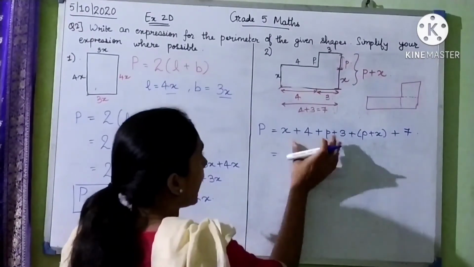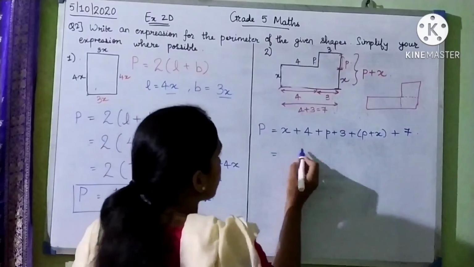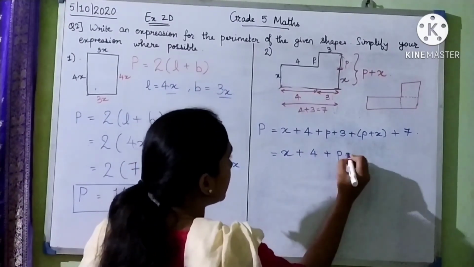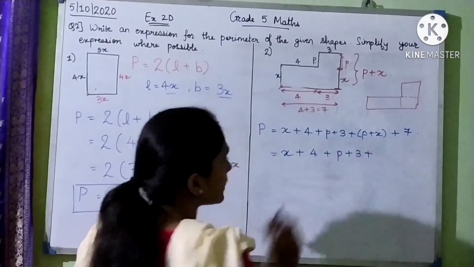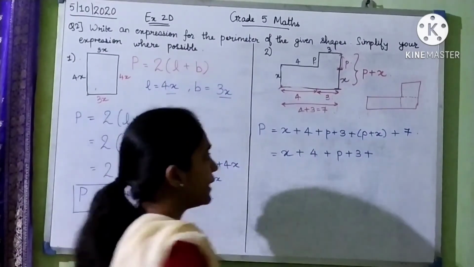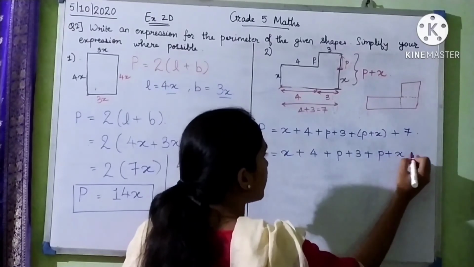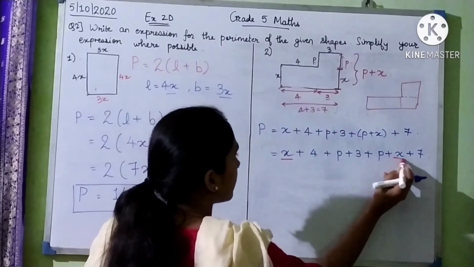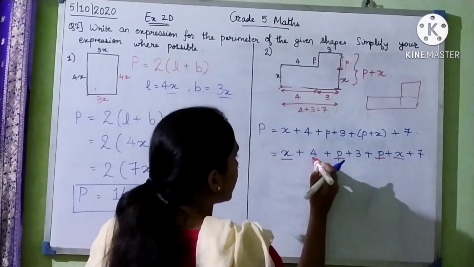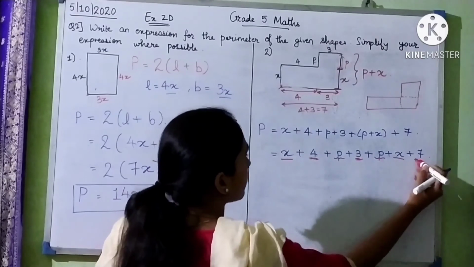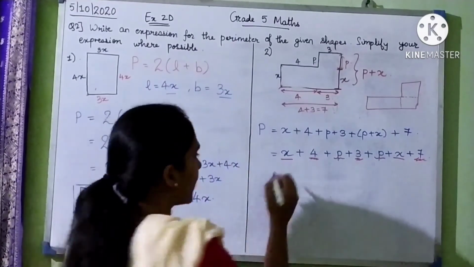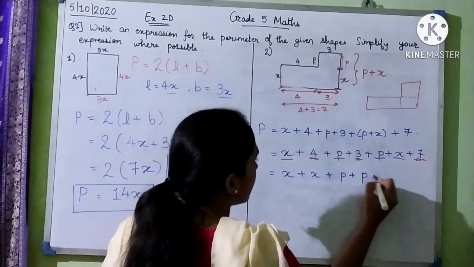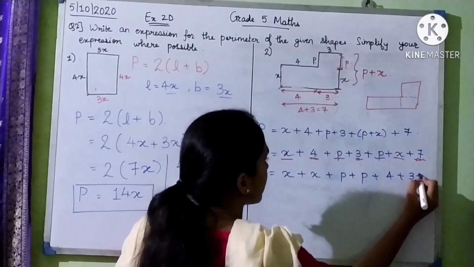So now I have to add all these terms. First I remove this bracket: x plus 4 plus p plus 3 plus, now here there is a plus sign outside, so it doesn't make any difference. So this p plus x will be as it is. Now there are like terms in this. There are x terms, there are p terms, and there are constant terms also. So I write the like terms together: x plus p plus 4 plus 3 plus 7.